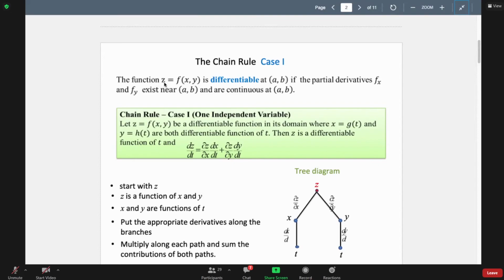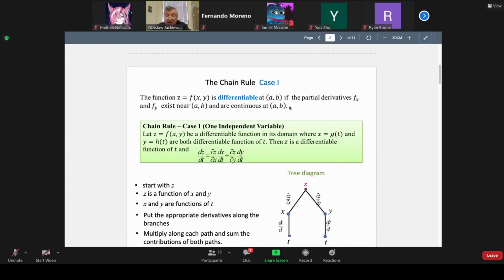Well, maybe not the simplest, but we have a function of two variables, z equals f of x, y. We are assuming the function is differentiable at some specific point, called (a, b). This means that the partial derivatives exist near this point or are continuous. So that's the assumption: we have a smooth or regular function. Regular means that the function is differentiable, and partial derivatives exist in a neighborhood of this point.